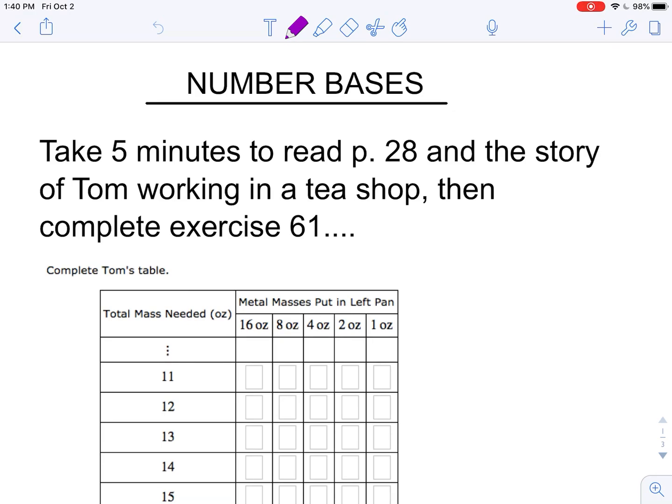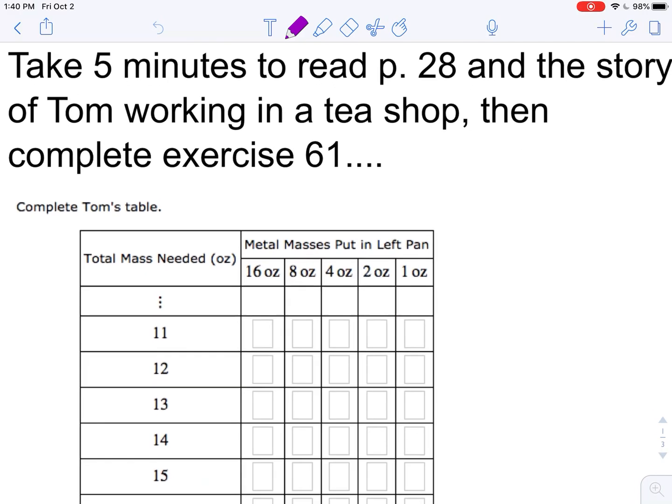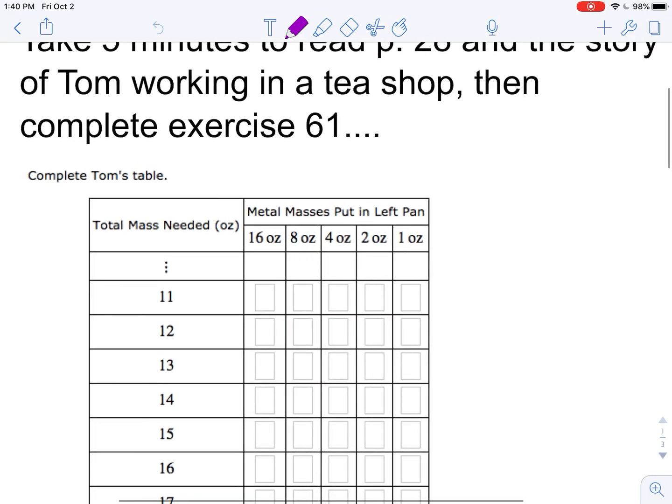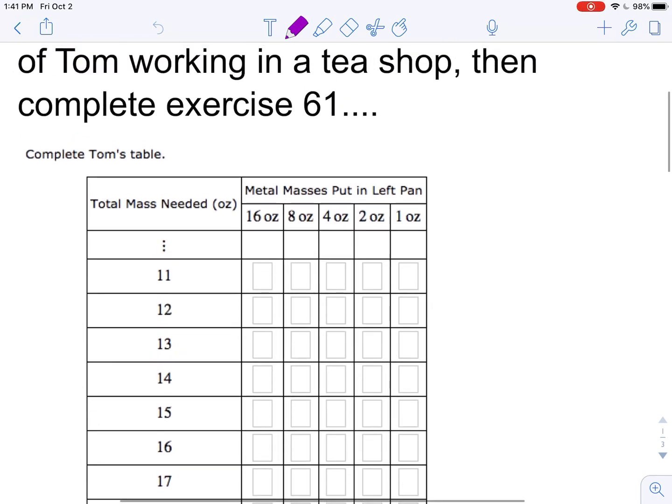Today I wanted to introduce the concept of number bases, but first we have this story about a boy named Tom working in a tea shop, and he has to weigh out these packages of tea. There's about a 5-minute story there on page 28, and if you're in my live class, of course, last week I asked you to take a look at that.